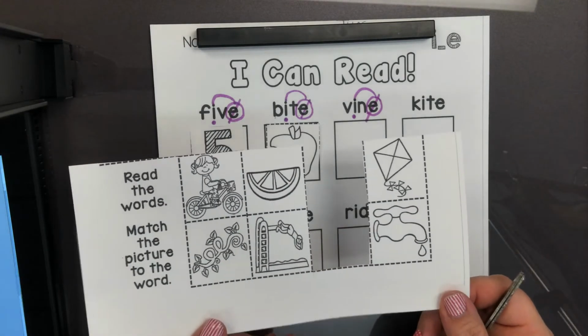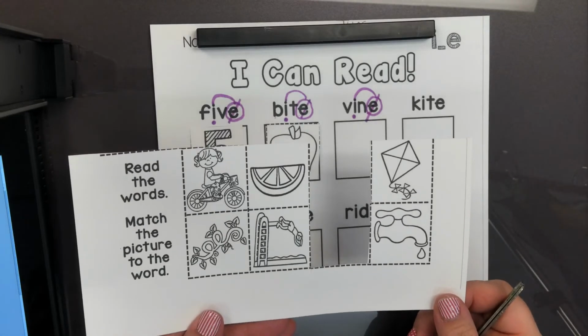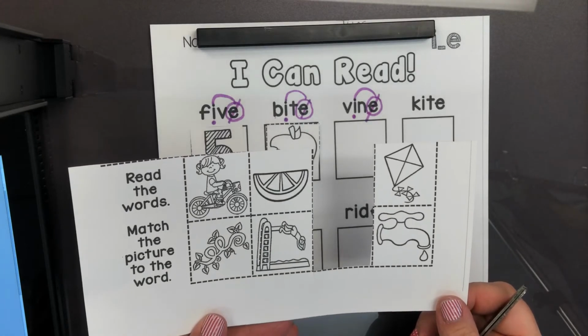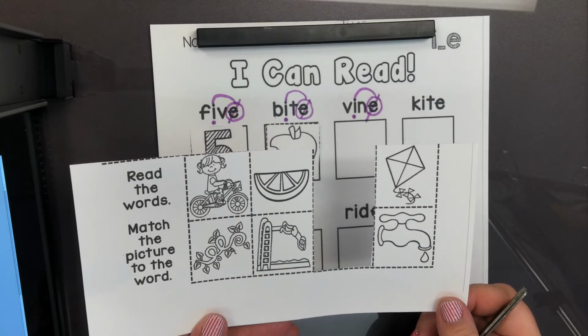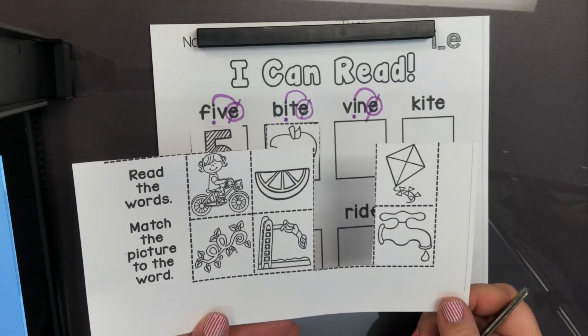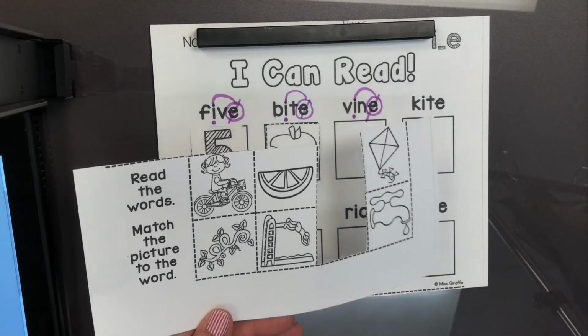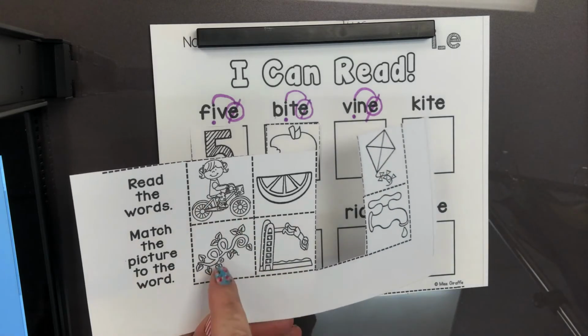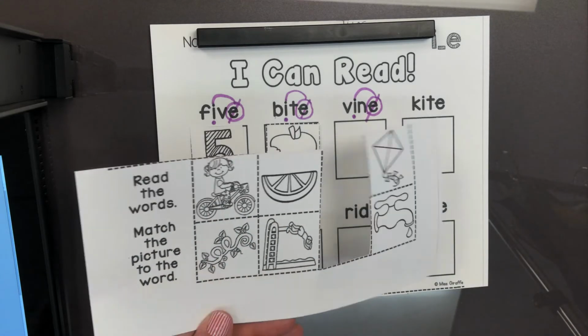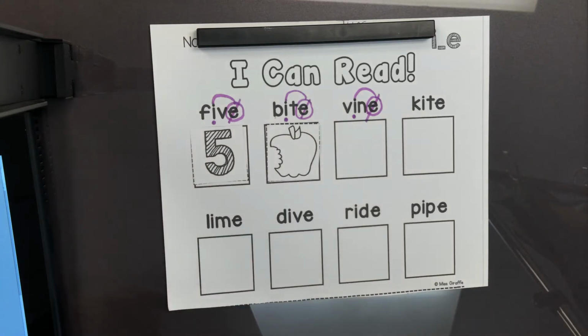Do you see a vine? Is it on the top or the bottom? It's on the bottom. Vine is under the bike. Let's cut out the vine and glue it to the word.